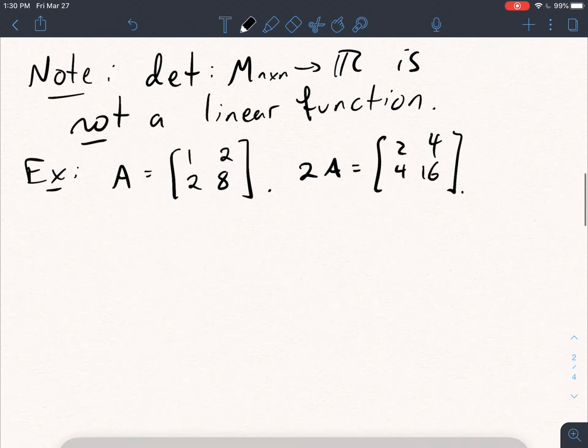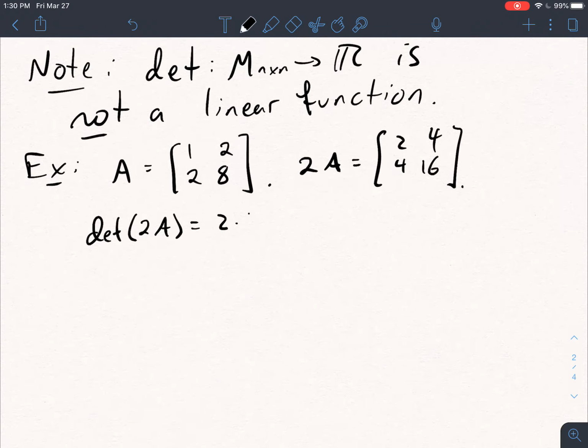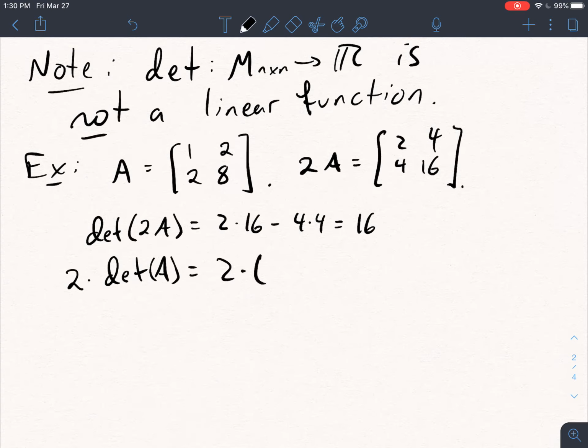So if I calculate the determinant of 2A, I'm just going to go ahead and use the formula for determinants of 2 by 2 matrices. So this would be 2 times 16 minus 4 times 4. So this is 32 minus 16, which is 16. And if I were to instead do 2 times the determinant of our original A, the determinant of A is 1 times 8 minus 2 times 2. So this is 8 minus 4, which is 4. 4 times 2 is 8.